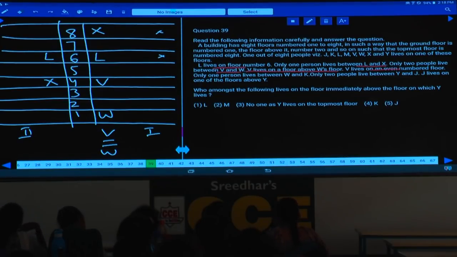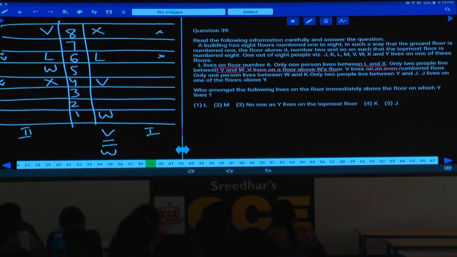Again coming to this one, V cannot be on the 6th floor, V cannot be on the 4th floor, and V cannot be on the 2nd floor. Hence, V must be on the 8th floor. If V is on the 8th floor, W will be on the 5th floor. And two people between V and W, V lives on an even number floor.